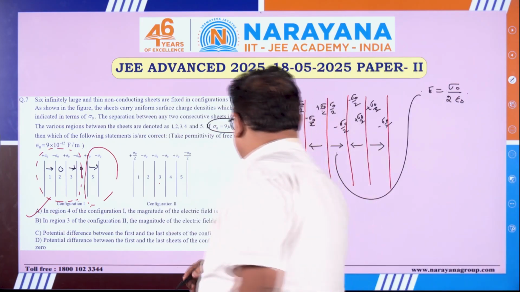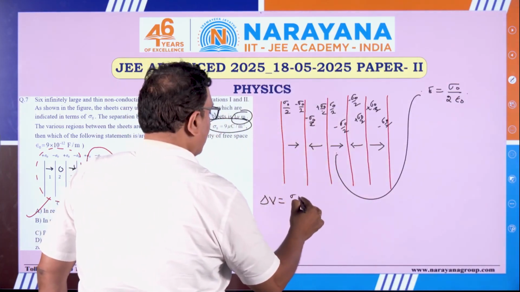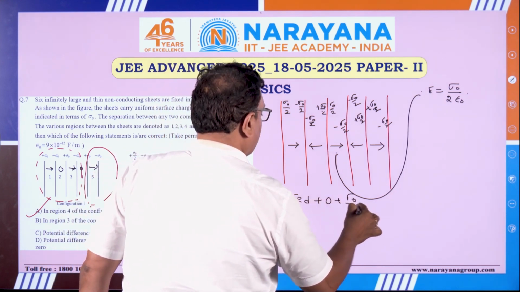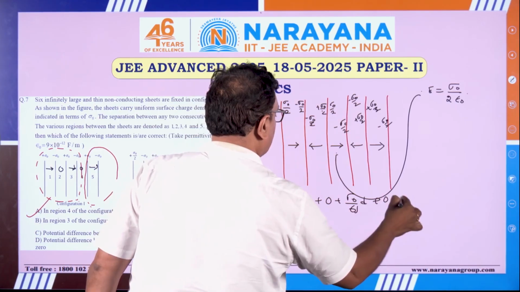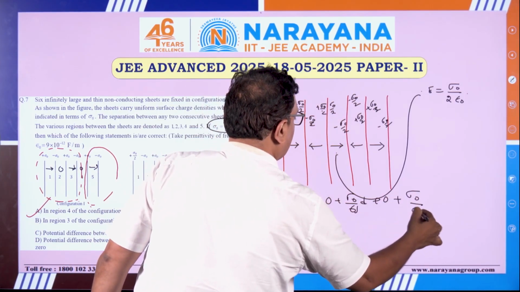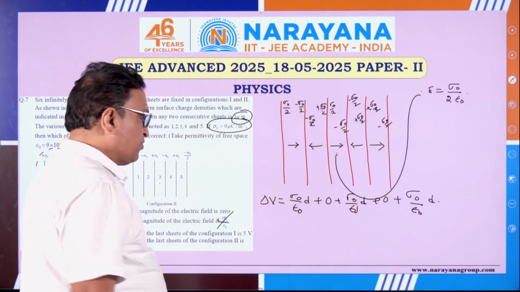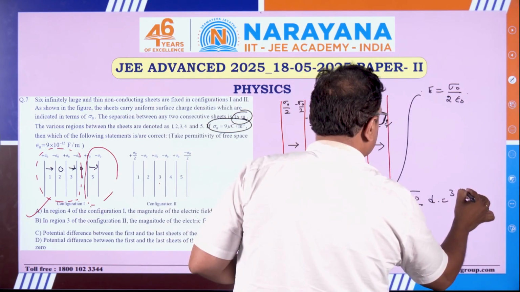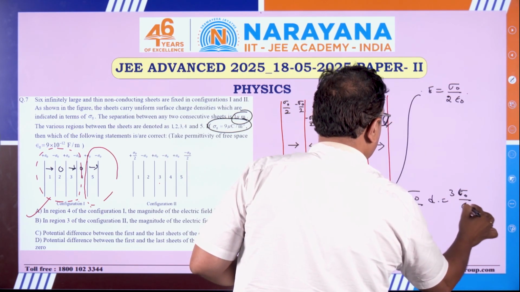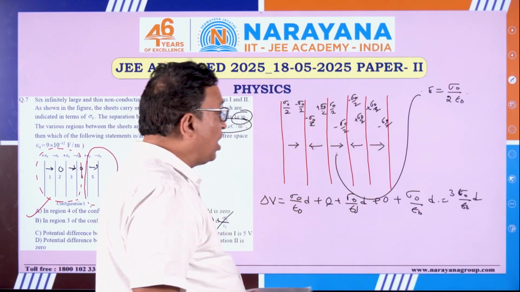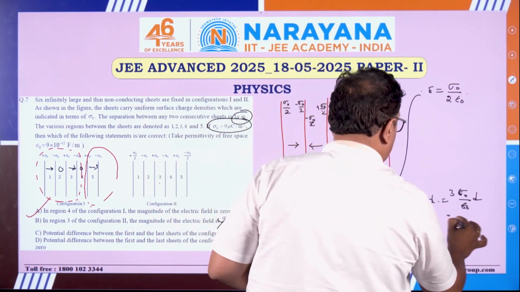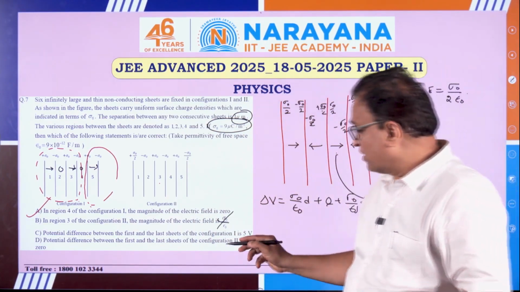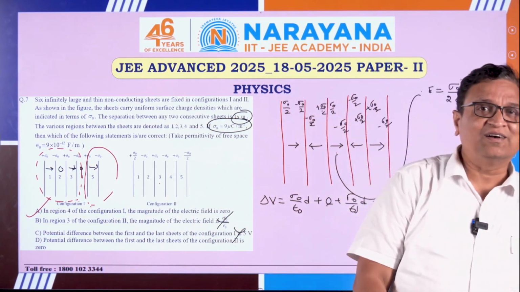Now, in this case, it is sigma naught by epsilon naught times D, plus 0, plus sigma naught by epsilon naught D, plus 0, plus sigma naught by epsilon naught D. That's it. So you have 3 times sigma naught by epsilon naught D. I have solved that, and this value is going to be 3 volts, whereas the option they have given is 5 volts, which is wrong.